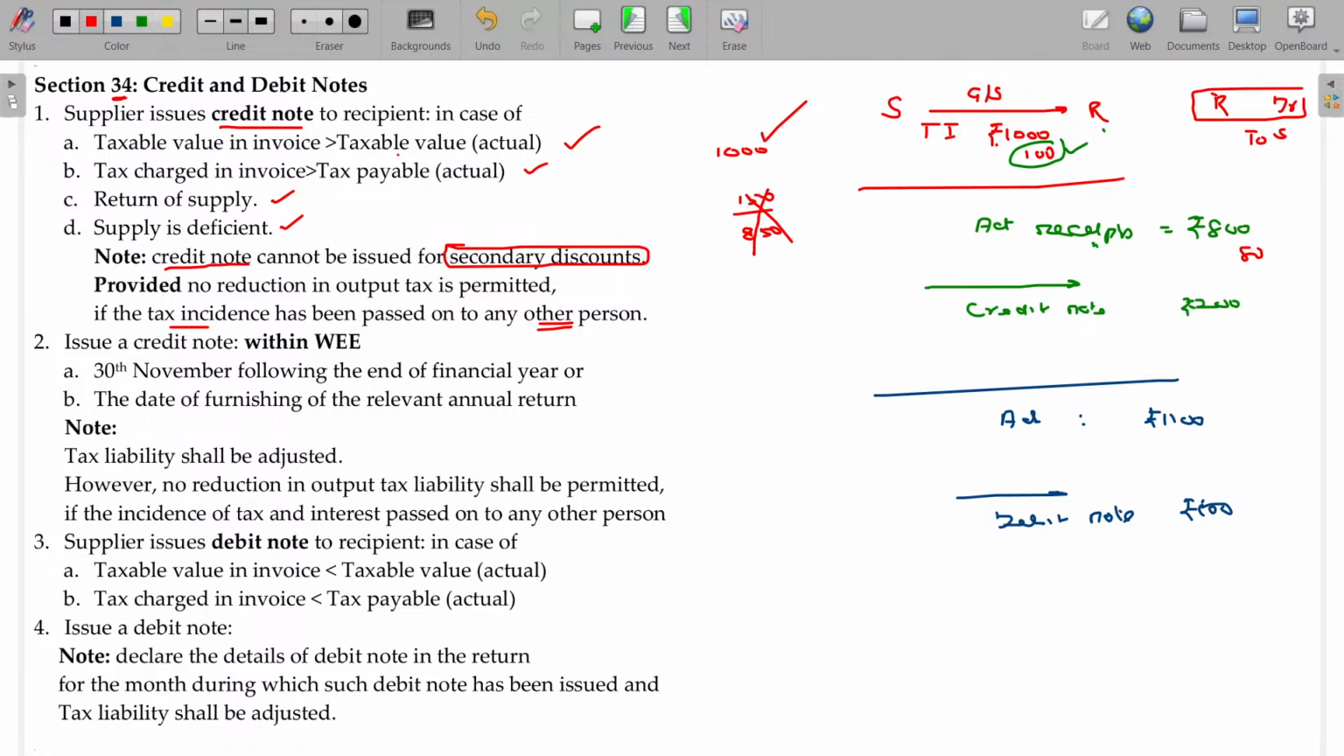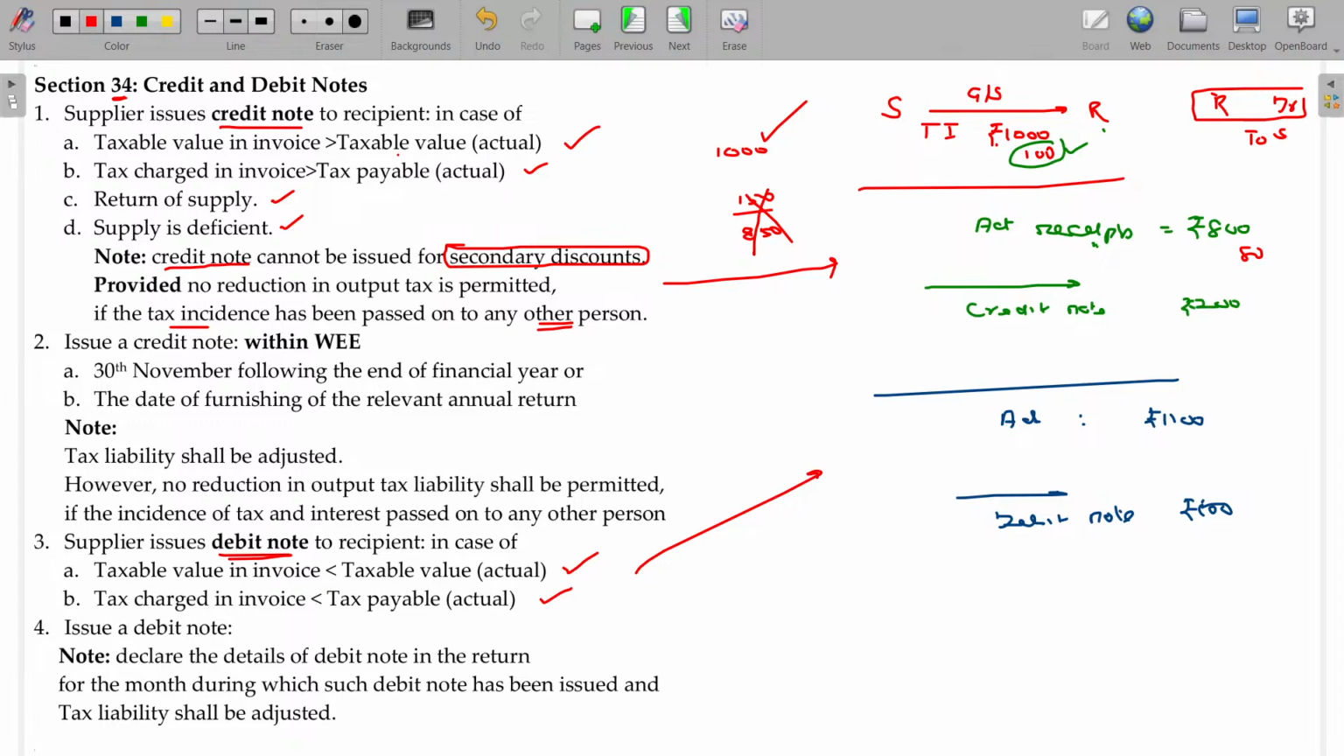And in case of a debit note, what happens? Just reverse. The taxable value in the invoice is less than the actual taxable value, or the tax charged in the invoice is less than the tax actually payable. In these cases, debit note. So in this case, debit note. In this case, credit note.